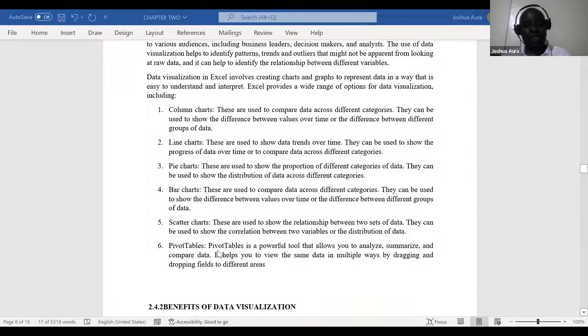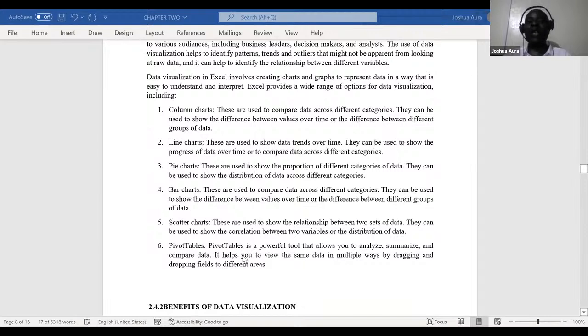Pivot tables, ladies and gentlemen, are a very important aspect of data visualization. Pivot table is a powerful tool that allows you to analyze, summarize, and compare data. It helps you to view the same data in multiple ways by dragging and dropping fields to different areas. Don't worry about this. We shall be looking at this when I start doing some Excel with you.